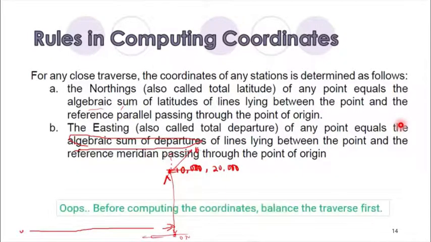Before solving the coordinates of a closed traverse station, I would like to emphasize that it is necessary to balance the traverse first. Meaning to say, you have to ensure that the summation of north and south latitudes are equal, and the summation of east departures and west departures are equal.